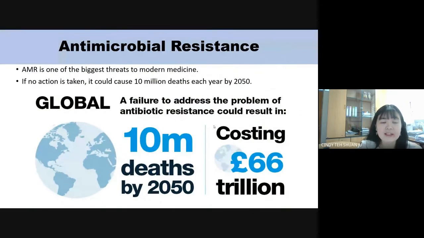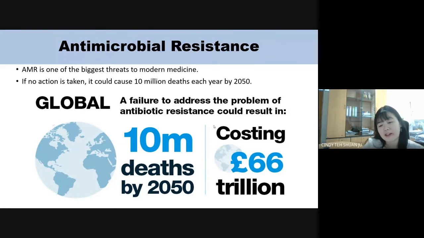So why is it important, and why are people not aware of it? Because people don't usually talk about antimicrobial resistance, so they don't really discover the reason behind the death. AMR is actually one of the biggest threats to modern medicine. Imagine if you have just a very common cold caused by bacteria, but there's no antibiotic which can be used to cure your infection, then all you can do is wait for your time to come. If no action is taken, it could cause 10 million deaths each year by 2050. This was announced by WHO, and it is a global challenge, right?